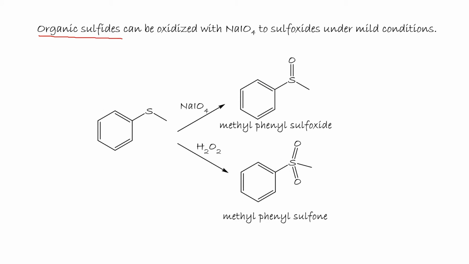Organic sulfides can be oxidized with periodate to sulfoxides under mild conditions. So if you have methyl phenyl sulfide, sodium periodate will give methyl phenyl sulfoxide. Stop. On the other hand, oxidizing the same molecule with hydrogen peroxide will further oxidize to give methyl phenyl sulfone.